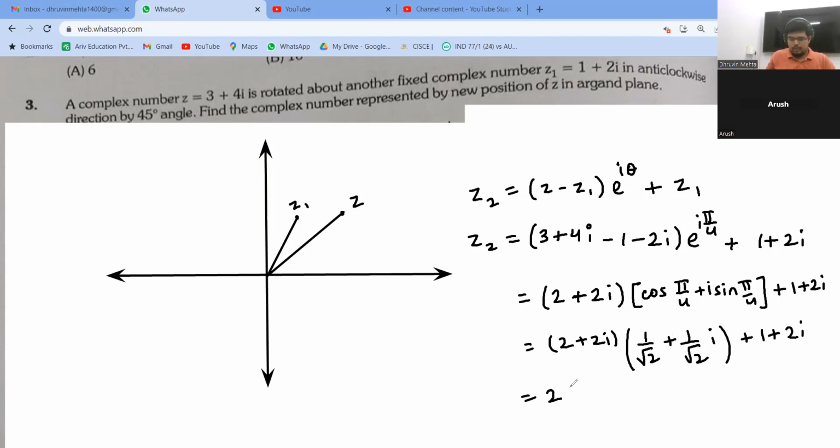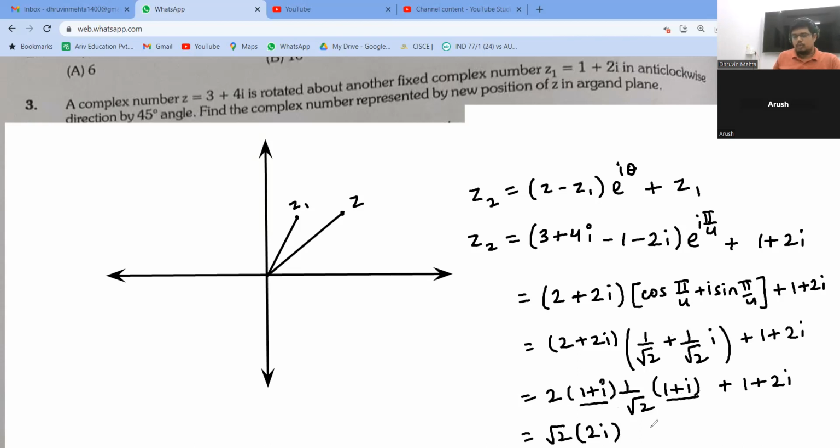See here we can take 2 common, so in the bracket we get 1 plus i, and here we can take 1 by root 2 common, so in the bracket we get 1 plus i, plus 1 plus 2i. So now Arush we have 2 by root 2 which is root 2, and 1 plus i into 1 plus i is 1 plus i whole square, which we have to expand using (a plus b) whole square, and we get 2i. The final answer will be 1 plus i into 2 plus 2 root 2. This is the final answer, this is the complex number.